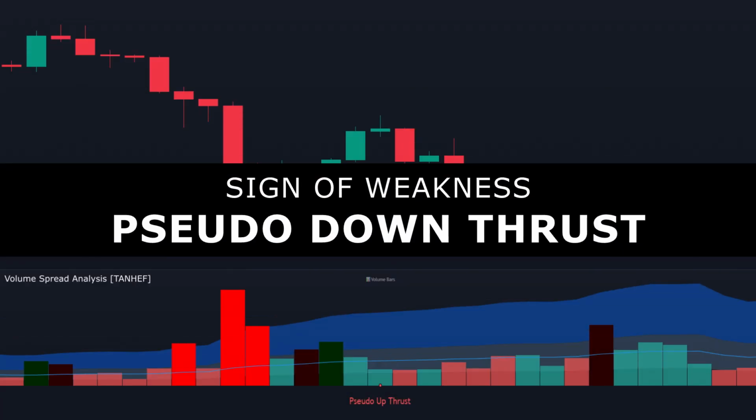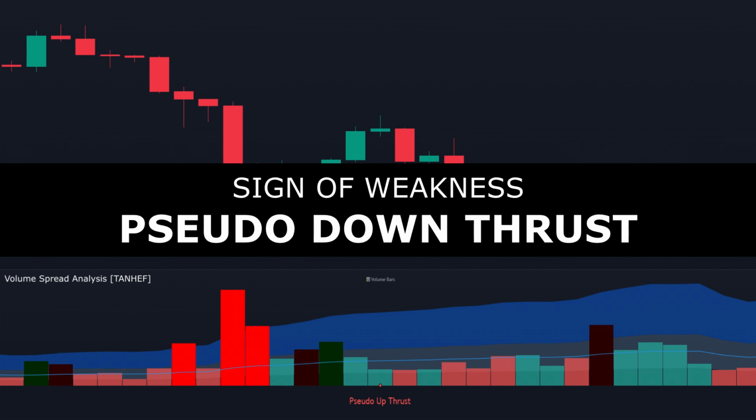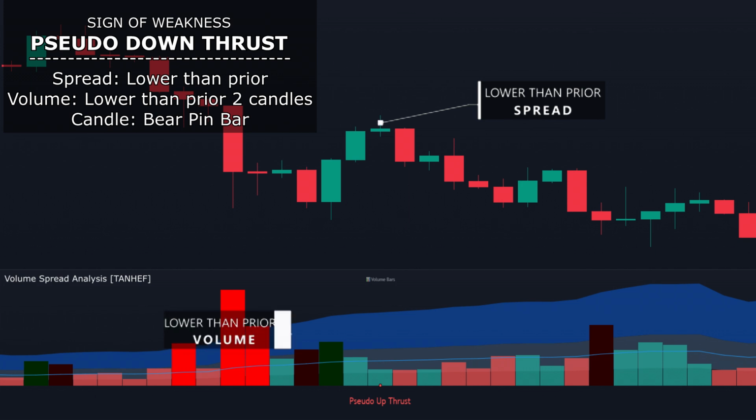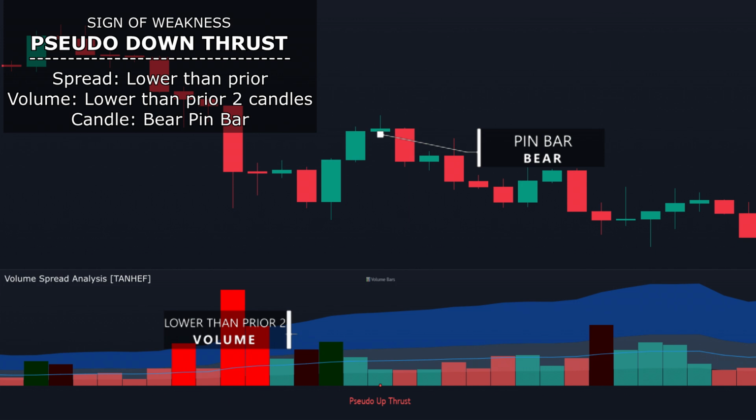Sign of weakness, pseudo downthrust. The pseudo downthrust requires lower than prior bar spread, lower than prior 2 candles volume, and a bear pin bar. This indicates weakening upwards momentum with the potential for downward continuation if the low is broken.